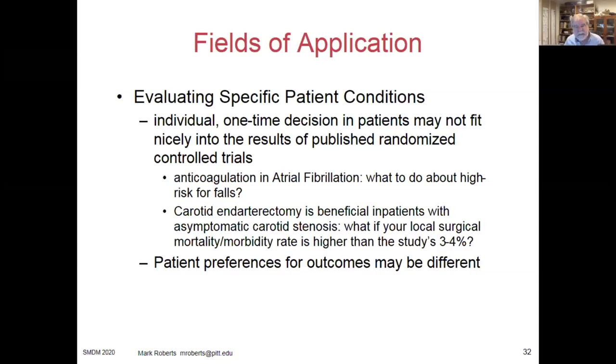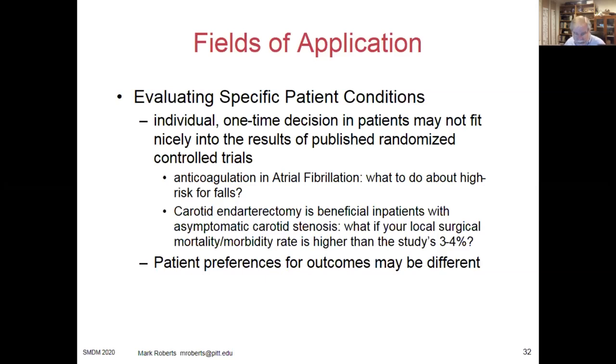So anyway, branch and node decision trees and simple Markov processes have been used for lots of different kinds of problems, evaluating specific patient conditions. Individual one-time decisions in patients may not fit nicely into the results of published randomized controlled trials. So for example, it's been known for a long time that if you have atrial fibrillation, you should be anticoagulated, because atrial fibrillation produces an increased risk of clots. But what do you do about somebody who maybe has Parkinson's disease and really bad arthritis and all kinds of things so that they fall down? How likely does falling down have to be before anticoagulation doesn't make sense? Carotid endarterectomy is beneficial in patients with asymptomatic carotid stenosis, so we know that.